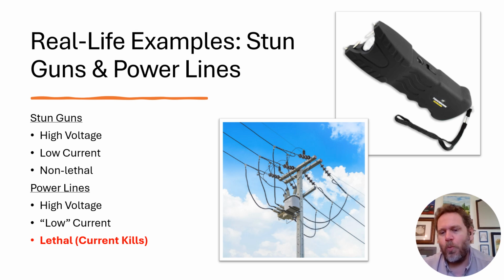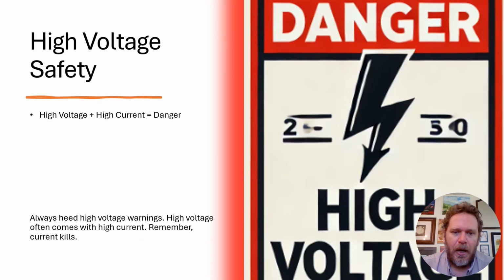So even though those 120 volts and 240 volts are way less than the stun gun, they are way more lethal because there's a lot more current available coming from the power station to be pushed through you and do some damage. All right, so keep in mind though, with that, high voltage and high current equals danger. And most often, they don't say high voltage or high current. They usually just say high voltage, because a lot of times high voltage means there is that potential for a very high current and it's very dangerous.